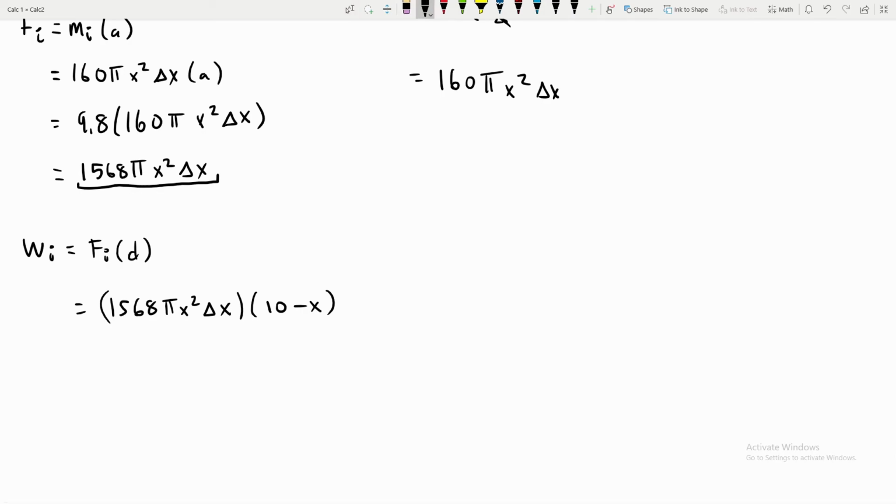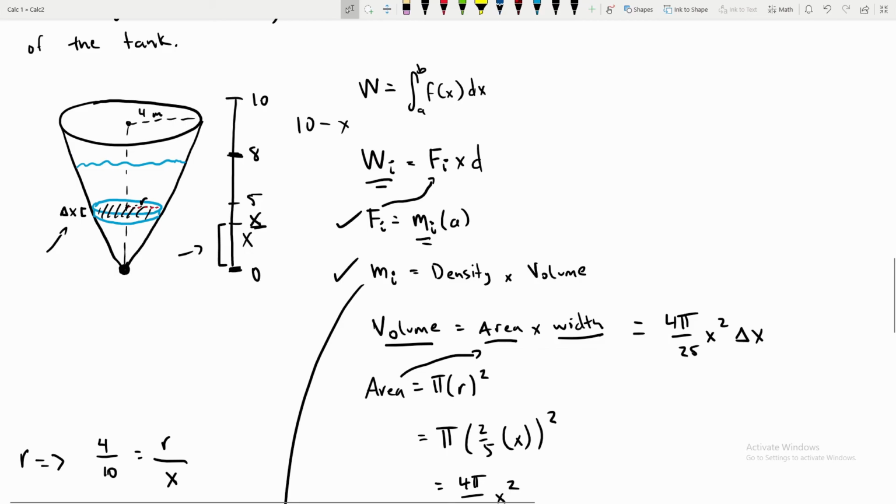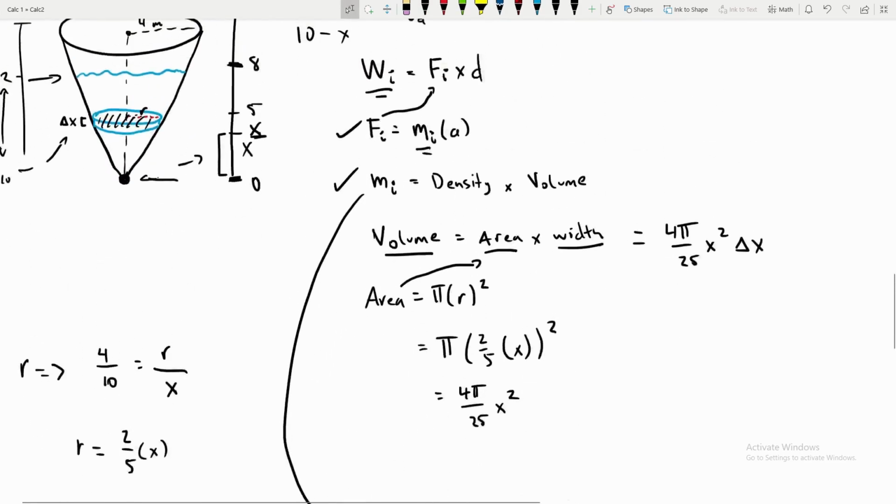So now that we've figured out the work at the ith layer, all that's left to do is to sum these up by using an integral. So now that we have this integral, all that's left to do is figure out these bounds. So what are these bounds? If we think about it, these bounds represent where the water is spanning from. So in this case, the water spans from x equals 0 all the way to x equals 8. And again, if you chose the scale to be inverted, if you chose 0 to start here and 10 to be here, then the water would span from 10 to 2, so your bounds of integration would be slightly different.